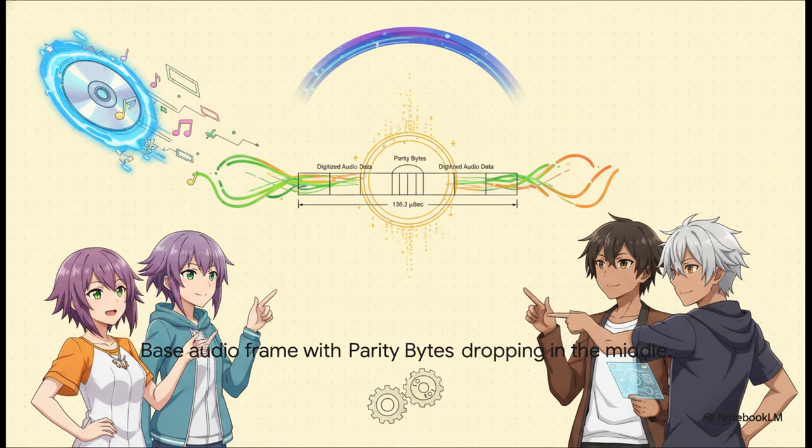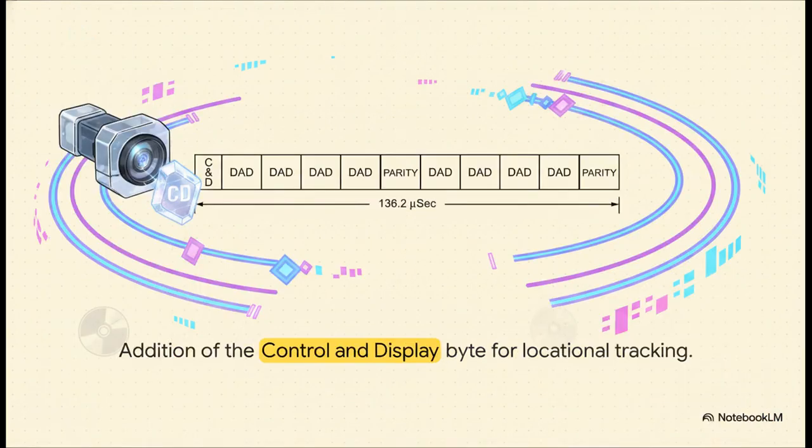Think of all this data being framed into tiny, perfectly timed blocks, specifically 136.2 microseconds of audio per frame. To check for errors as it plays, special parity bytes are dropped right into the middle of the frame, literally splitting the raw digitized audio data right in half. And added to the very front of that frame is a control and display byte. Think of this single byte like a GPS coordinate. It handles all the essential locational tracking, ensuring the laser knows exactly where it is in the song at any given microsecond.